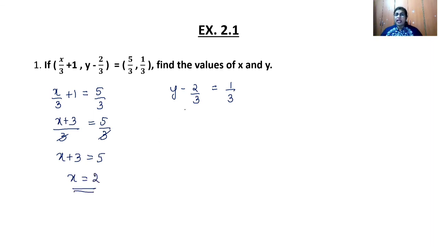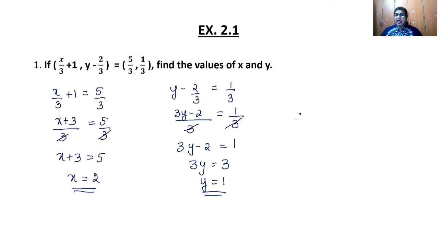Same way, y minus 2 by 3 is equal to 1 by 3, given. Take the LCM here, 3. So we are getting 3y minus 2 is equal to 1 by 3. Cancel out 3. So what you are left with, 3y minus 2 is equal to 1. So 3y minus 2, I shift to the right side, it becomes plus 2. So 2 plus 1 is equal to 3. So therefore y is equal to 1.